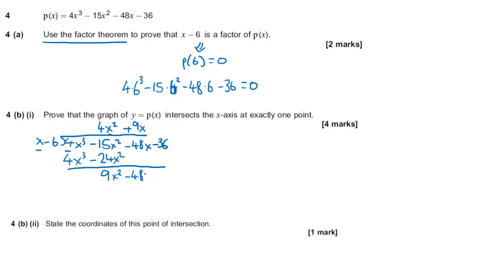Oh, I should have brought the other terms down as well. So multiply that by the divisor, 9x squared minus 54x. And that gives us that. And then x into 6x goes 6 times.